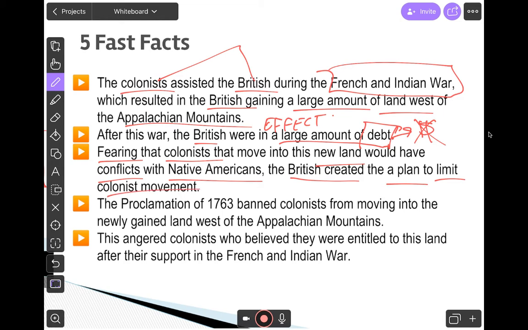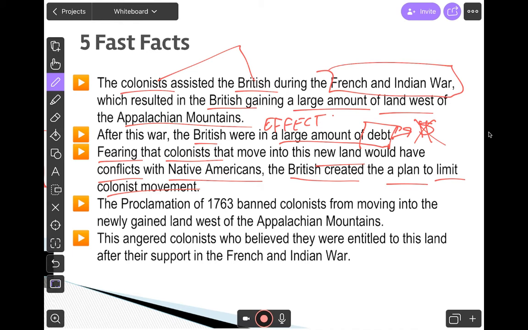So the British see this new land as a blessing and a curse. It's great that they're able to take land from the French, but they're also nervous that colonists will move into this new land and it'll lead to more problems between the Native Americans and the colonists. And the British know, well, if our colonists are getting into battles with the Native Americans, we're going to have to send troops over. We're going to have to pay even more money to help them fight the Native Americans. So the British see this as a potentially large cost.